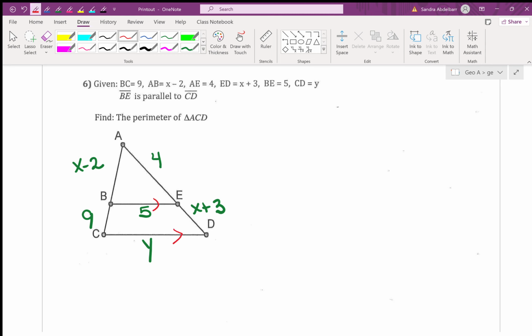By a show of hands, how many people say we can use side splitter to solve for x? Yes, we can. How many people say no, we cannot? Good, you all win. We can absolutely use side splitter to solve for x. How many people say we can use side splitter to solve for y? How many people say no, we cannot use side splitter? Good, you all win again.